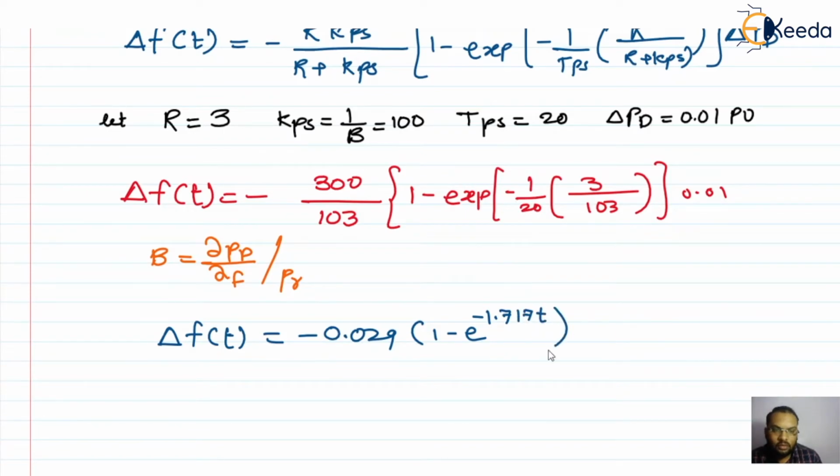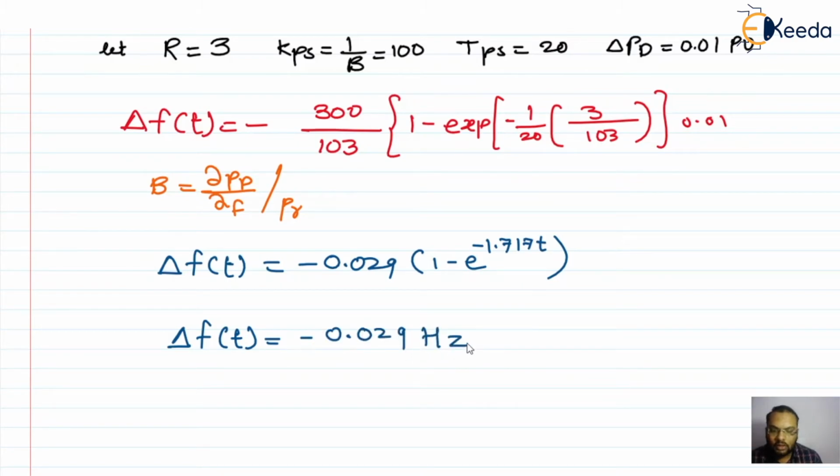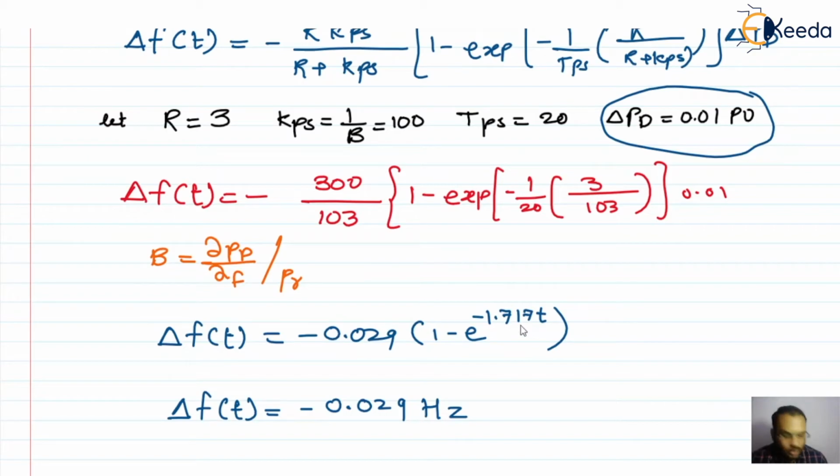1.717 t. Okay, now if you convert into the frequency, particularly if you want to take the frequency, here you will get the change in frequency to be 0.029 hertz. Okay, so this is the change in frequency. For this much change in the power demand, we are getting change in frequency as this. If you plot this, see it is an exponential term, when we plot this frequency against time, we get a plot.